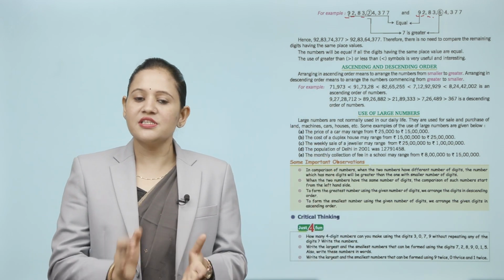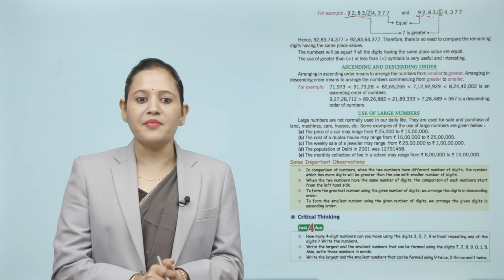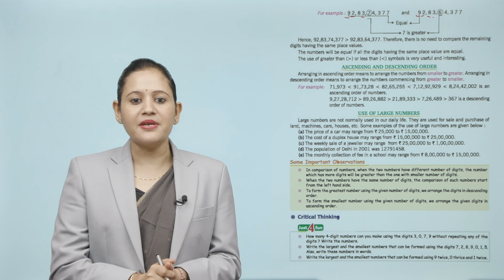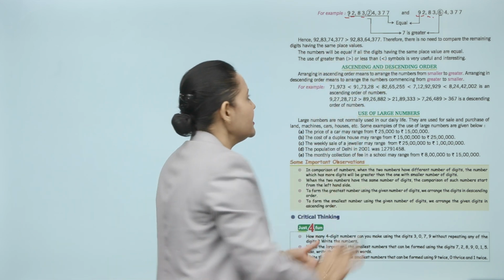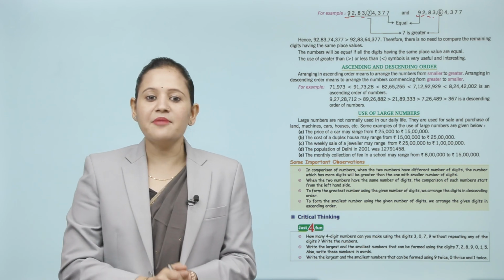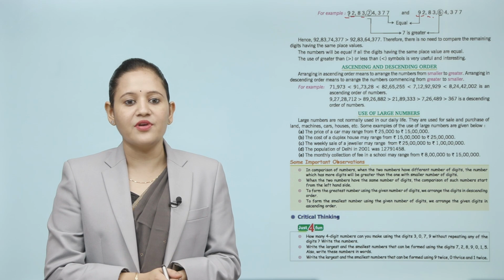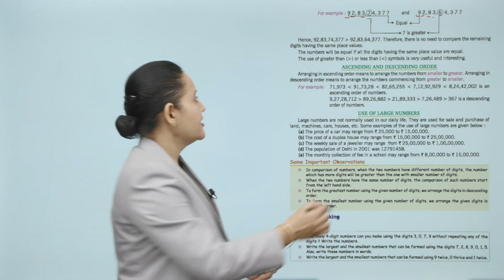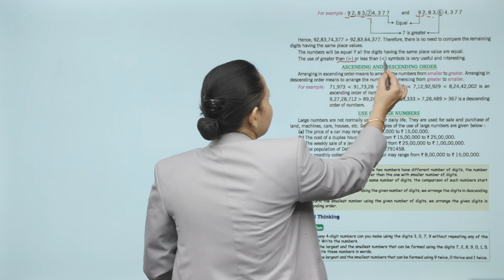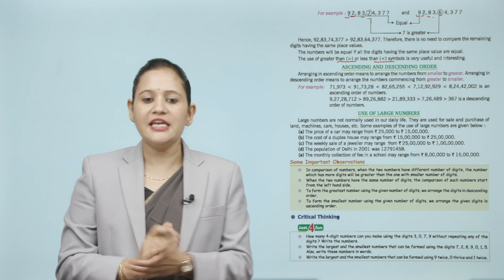Clear? So this is how we can compare the numbers. Therefore no need to compare the remaining digits having the same place value. फिर हमें बाकी जो digit है उनको compare करने की ज़रूरत नहीं है. The numbers will be equal if all the digits having the same place value are equal. The use of greater than or less than. This is the symbol of greater than and this is the symbol of less than. Is very useful and interesting.